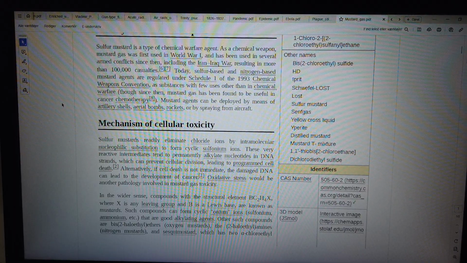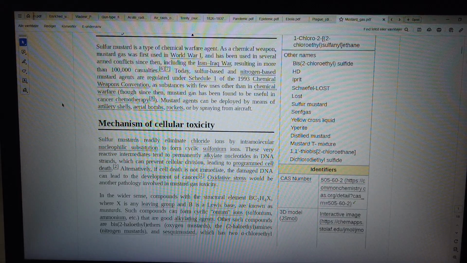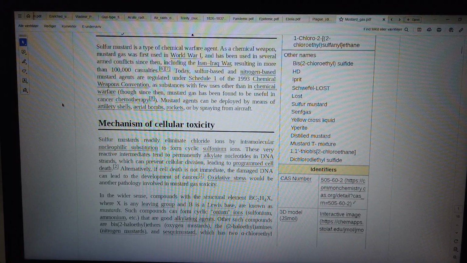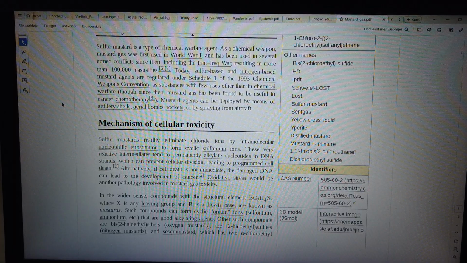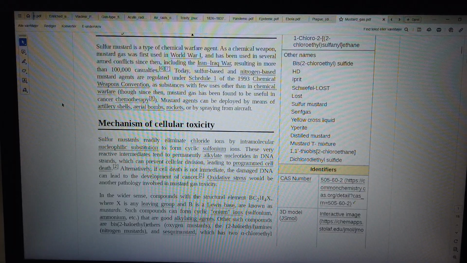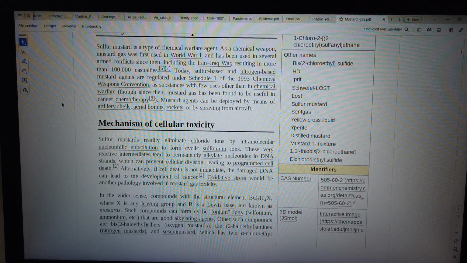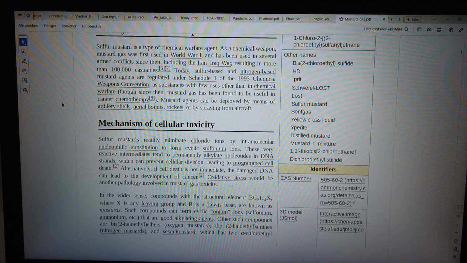In the wider sense, compounds with the structural element BC2H4X, where X is any leaving group and B is a Lewis base, are known as mustards. Such compounds can form cyclic onium ions (sulfonium, ammonium, etc.) that are good alkylating agents. Other such compounds are bis(2-haloalkyl) ethers, oxygen mustards, the 2-haloalkyl amines, nitrogen mustards, and sesquimustard, which has two ClC2H4S groups connected by an ethylene bridge, C2H4.